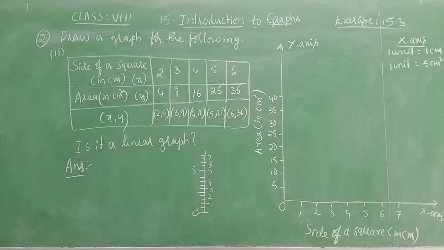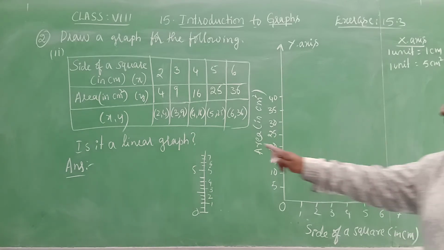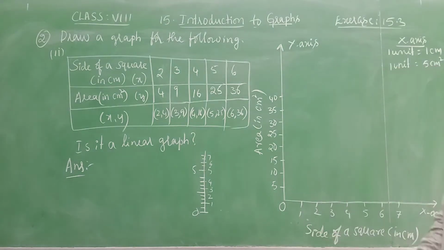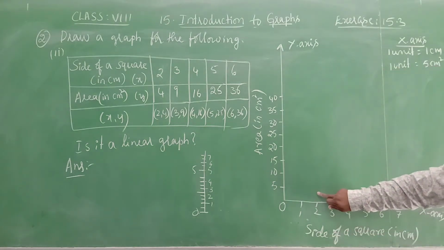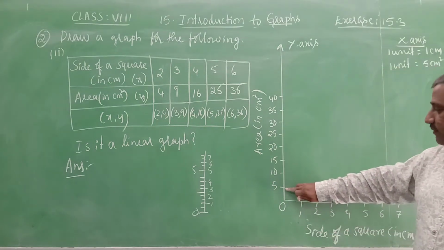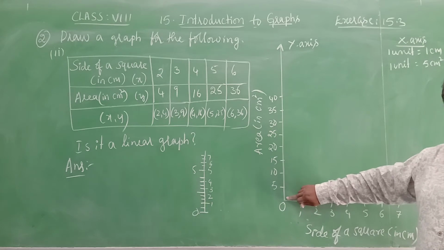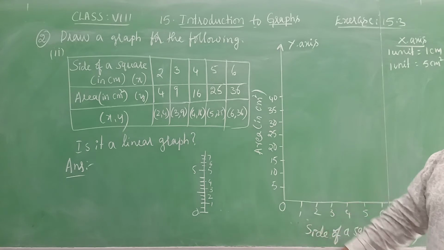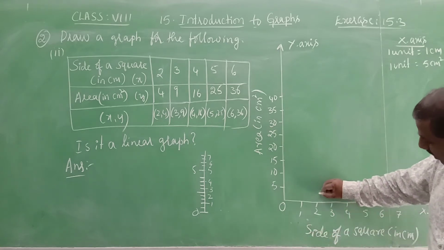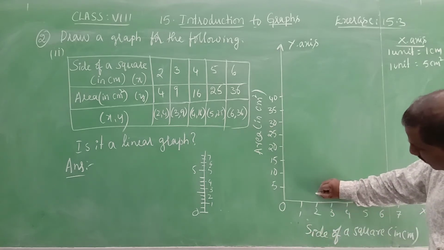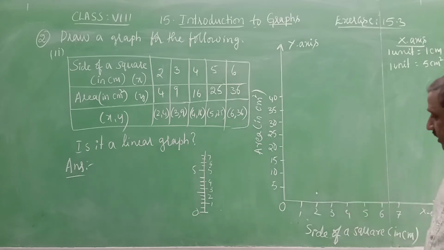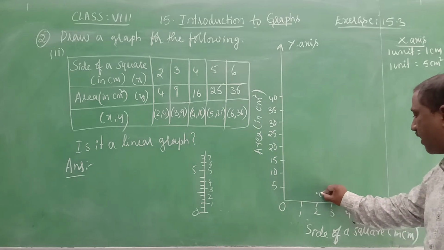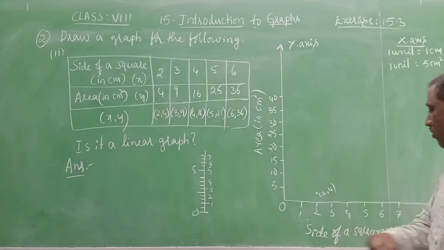Now we will plot the points. The first point is 2, 4. X is equal to 2, y is equal to 4. So 4 lies between 0 and 8th line, or from 5 down, the second line will give you 4. Approximately here. So this point is 2, 4.